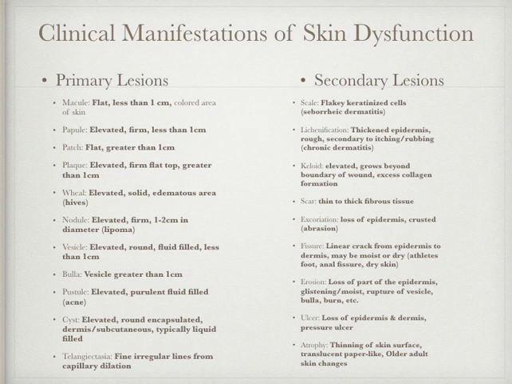Scale is exactly what you would think it would be, like flaky. Seborrheic dermatitis is a good example of a scale, and I have that in our slides too. Lichenification basically is a thickened area. That's like if a patient had a chronic underlying dermatitis where they start to get thickening of that skin there. And a lot of times it's because of chronic itching in that area.